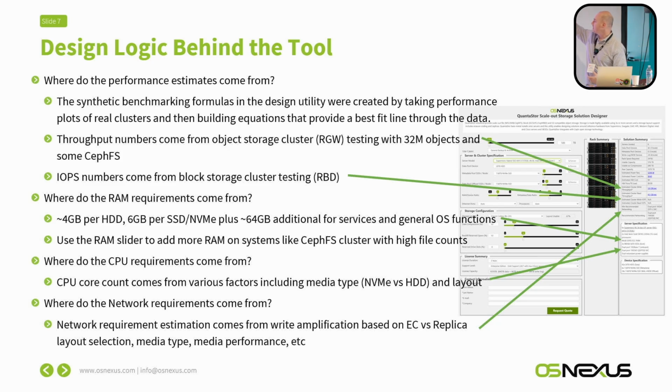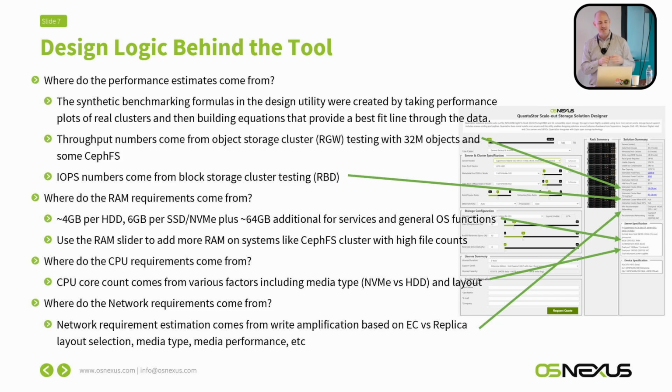As you adjust things around, there's a drop-down list of all the processors available on that platform. It's going to dynamically adjust that and add more cores. It's going to pick a bigger and bigger processor as you add more and more NVMe devices to the cluster. So it really guards against a lot of the common mistakes in cluster design. So that's where the RAM and CPU requirements come from. And then last but not least, the network requirements.